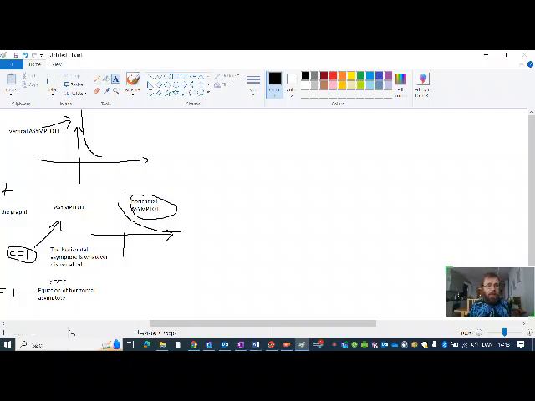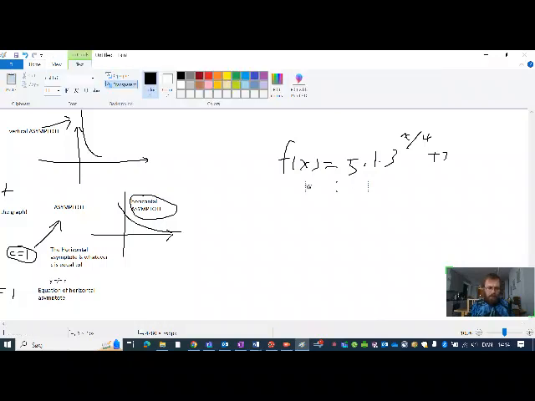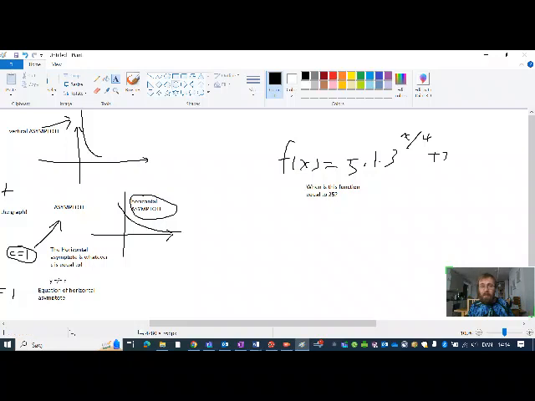Now, the kinds of questions you'll often be asked is, for example, there might be some kind of exponential function. Maybe this exponential function looks like this: f of x equals 5 times, let's call it 1.3 or something like that, to the power x divided by 4, plus 3. And then maybe the question is, when is this function equal to 25? It seems reasonable enough. What we would have to do is set this equal to 25.